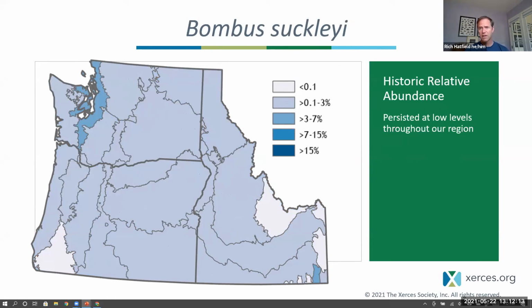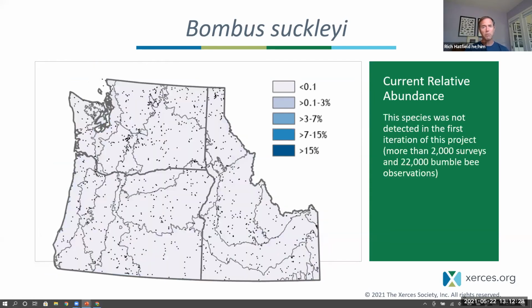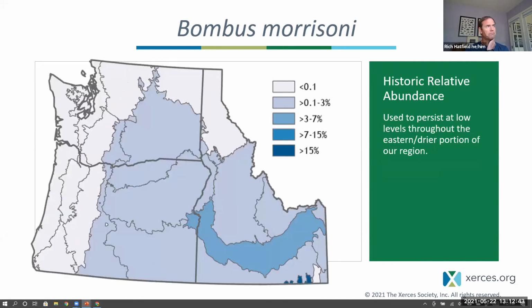Bombus suckleyi is another focus species of this project. It used to be fairly rare. So it was about 3% historically, which is true of most cuckoo bumblebees. They're just not as common as other true bumblebees. But we didn't detect it at all in the first region of this project, or the first version of this project. So this is a huge focus for the second version, is to really try to find observations of this species. And we'll talk later about how we're trying to accomplish that.